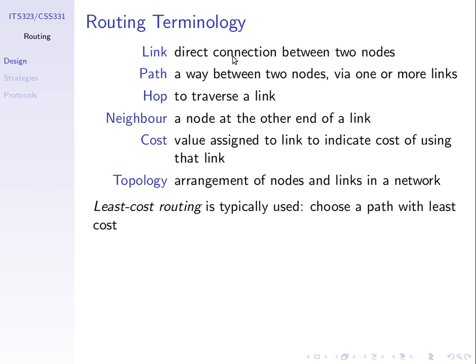So we've introduced the terminology. What we do in routing in networks is, once we know the network topology, we know the nodes and links, and we know the costs of those links, so we assign those numbers, then we simply use a least cost routing algorithm, like Dijkstra or others, to find from any node to any other node the least cost route, the least cost path. And that's the path we use.